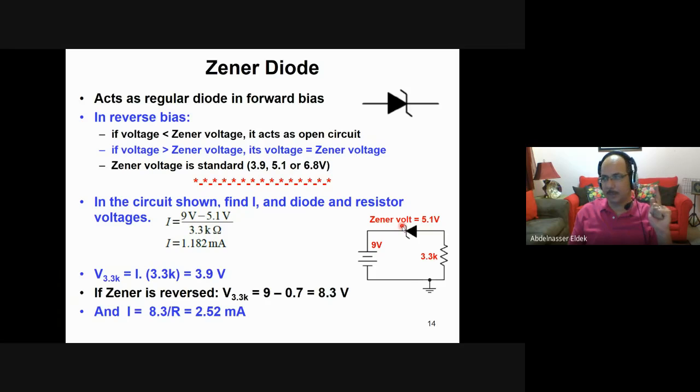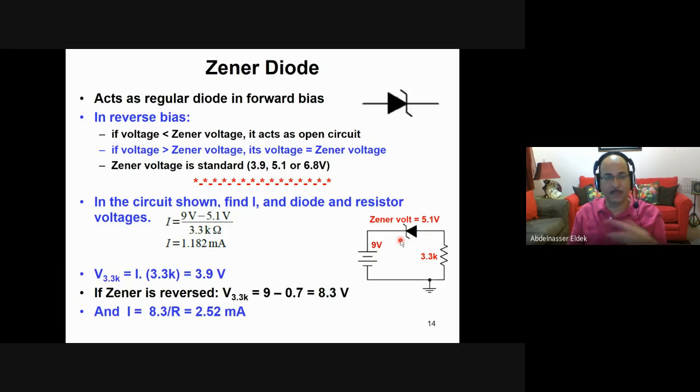Make it 2 volt, still open circuit. 3 volt, open circuit. 4 volt, open circuit. 5 volt, open circuit. 6 volt, now it is more than 5.1, right? So the voltage across this Zener diode will be 5.1. Why? Because the voltage is more than the reverse voltage, which is 5.1. Make it 7 volt, it would be 5.1. 8 volt, 5.1. 9 volt, 10 volt, 20 volt, it would be 5.1.